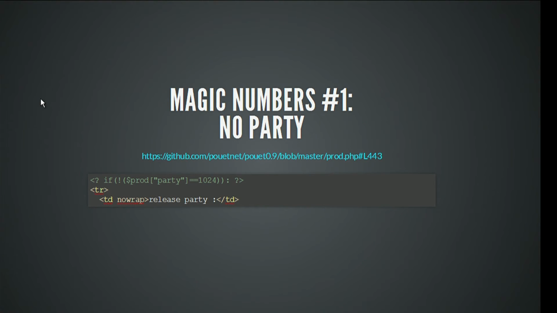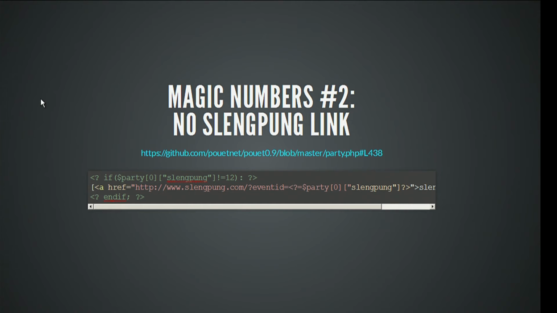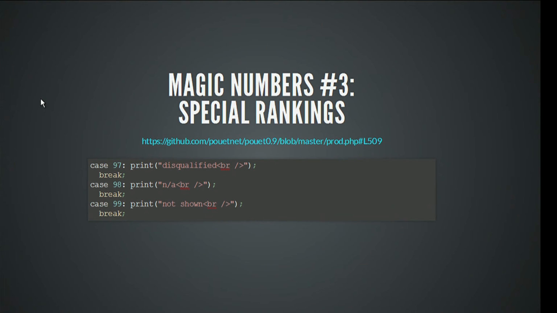I think he actually added a dummy party for that. The same thing would happen with the Slengpung stuff, where it was 12 for some reason. Slengpung had a no party category, where pictures were just added from people's weddings and stuff like that. So there were a couple of no party years, and 12 was one of them. So, have fun. There's also the special ranking stuff, which is like 95, 98, 99. When you're submitting prods, if it was disqualified, it had to be 95, 97. That's also fine, probably not the best choice of numbers.